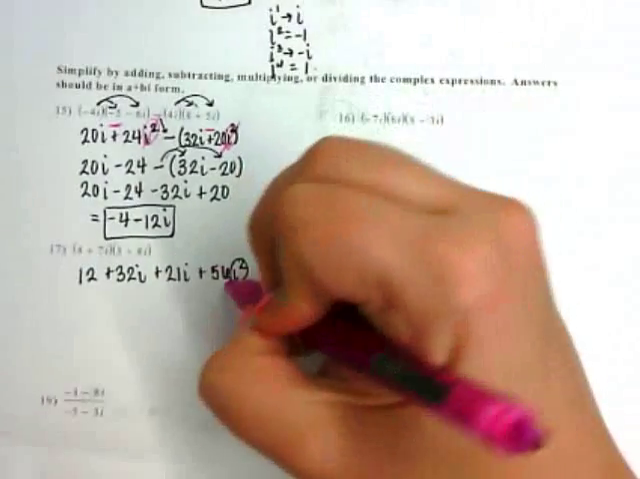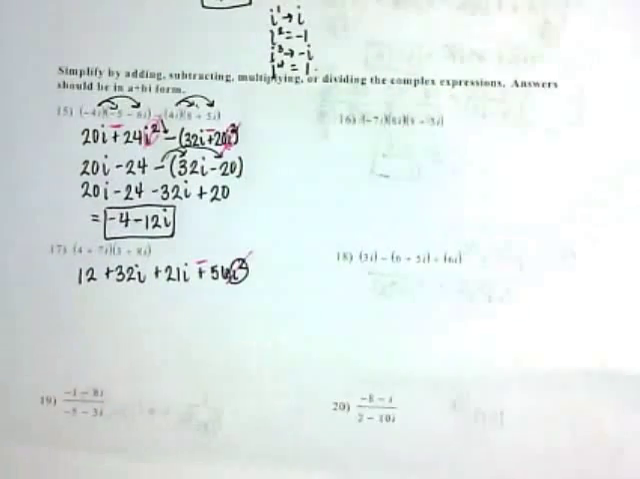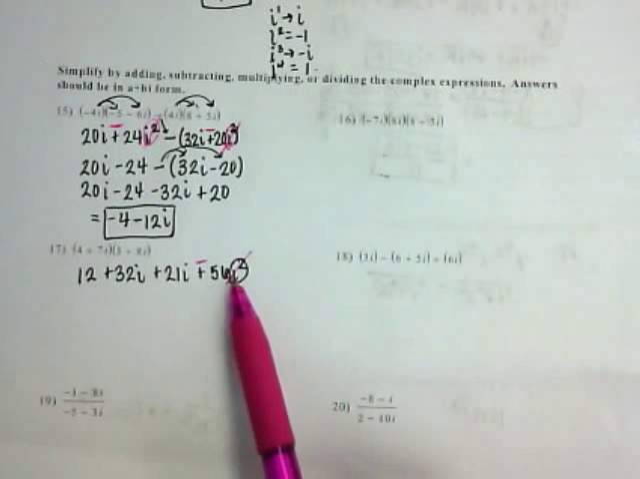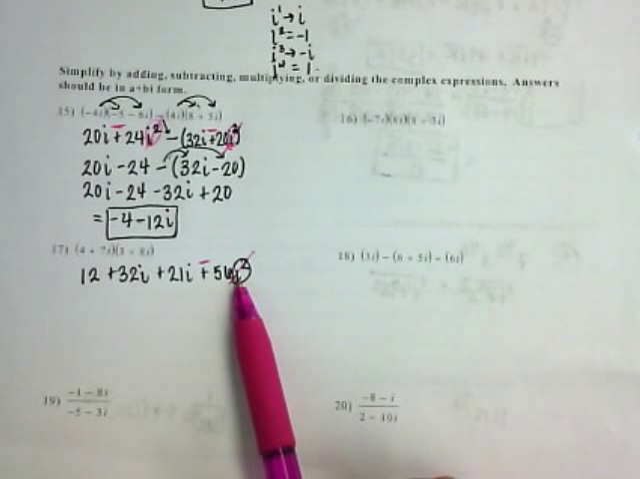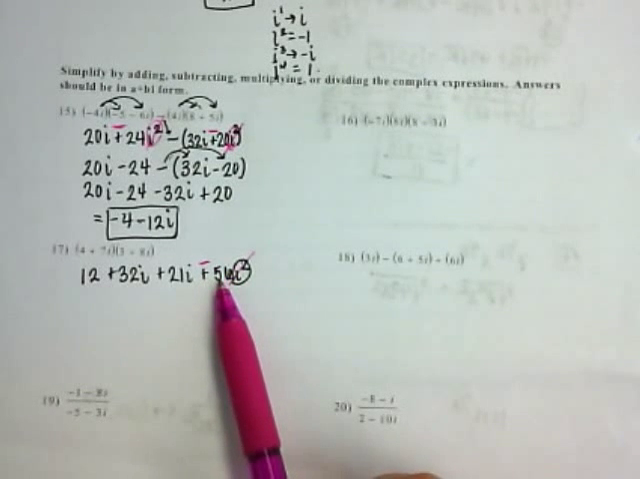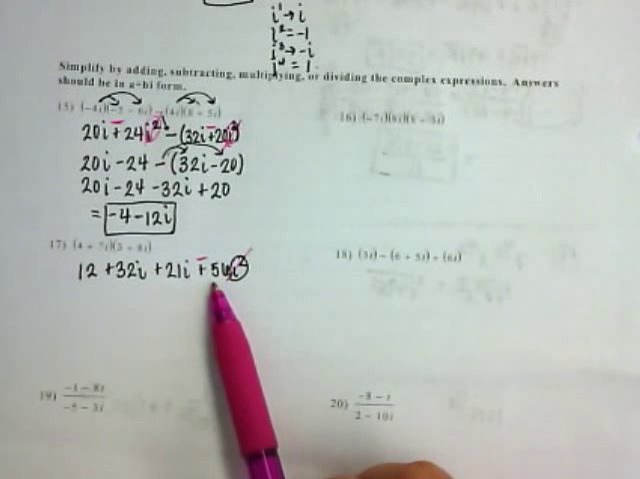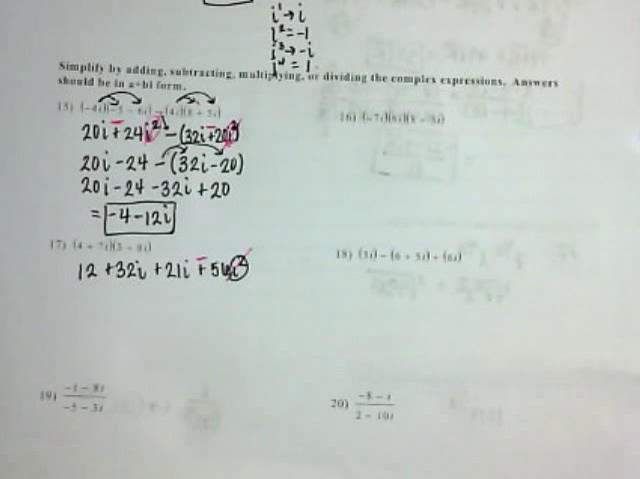So the i squared is going to cross out, and we're going to change the sign in front. And again, the reason I'm doing that is because i squared technically equals a negative 1, and negative 1 times 56 does give me negative 56. It's a little bit of a shortcut there.